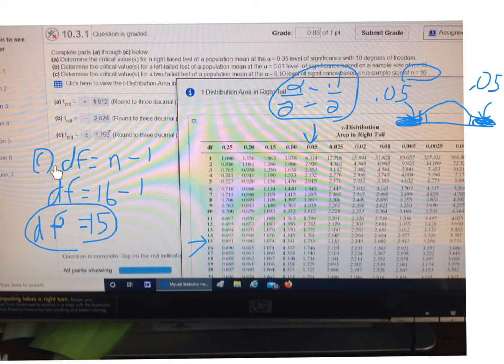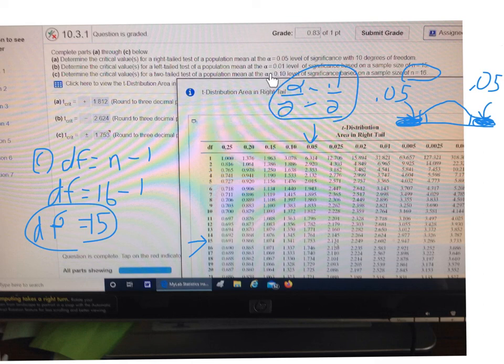Well, first thing, degrees of freedom is sample size minus 1, so 16 minus 1 is 15. So in this example, degrees of freedom, which is this column, is 15. So we're going to be looking across this row here. Now we just need to find the area in the right tail of the t distribution here. And so I clicked on this link, and that brought up this table here.